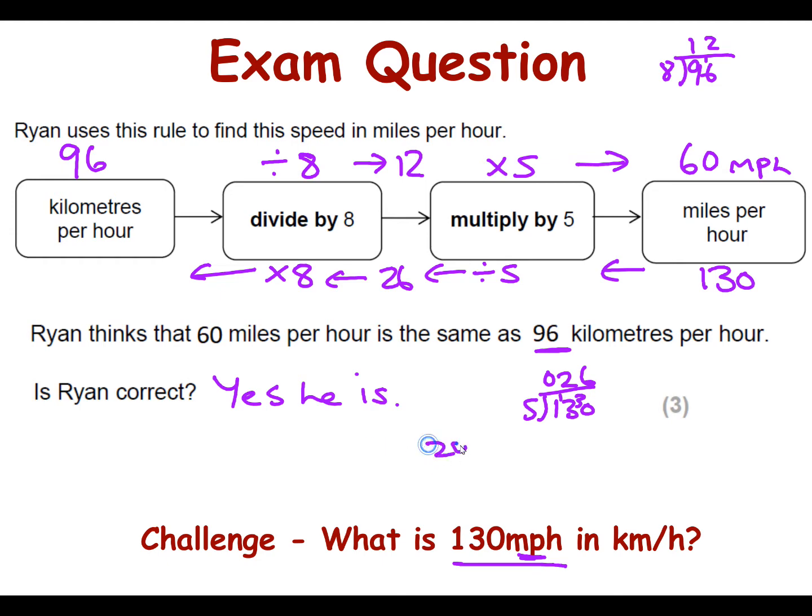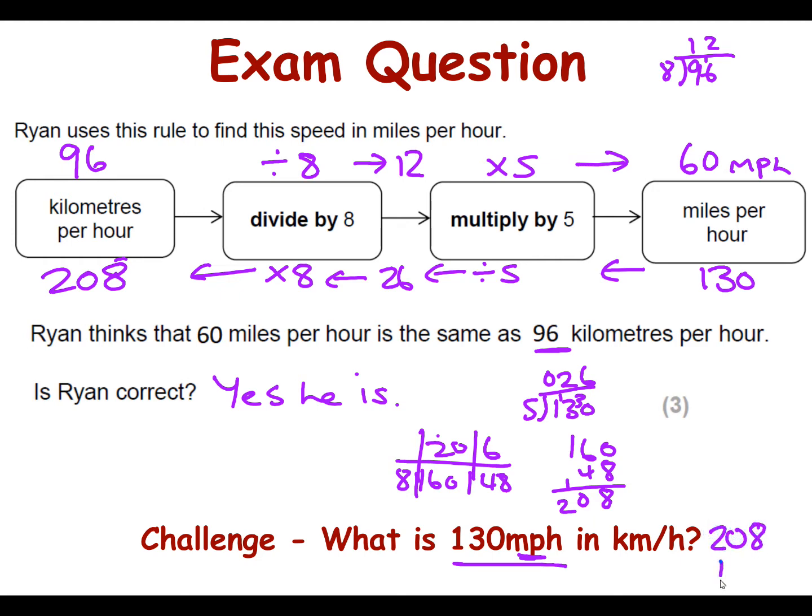So 26 times 8, 8 twos are 16 with a 0, and 6 eights are 48. Add the two together, and we get 208 kilometers per hour. So what is 130 miles an hour? It's 208 kilometers per hour. And that was using the reverse flow diagram process.